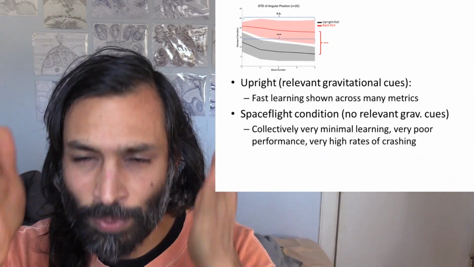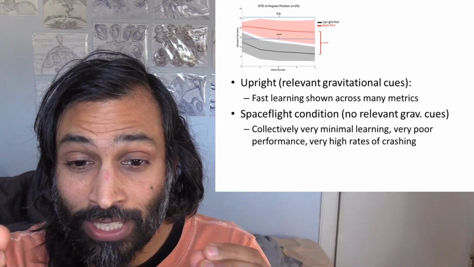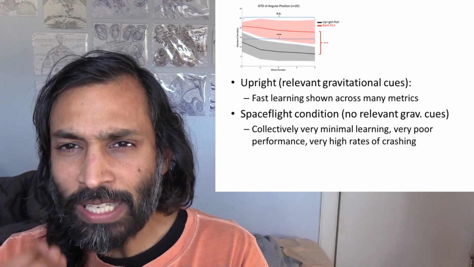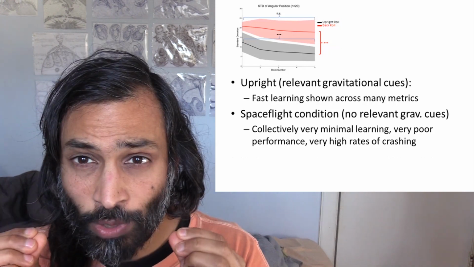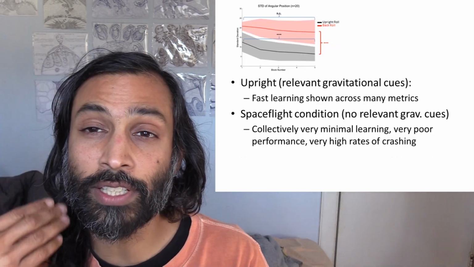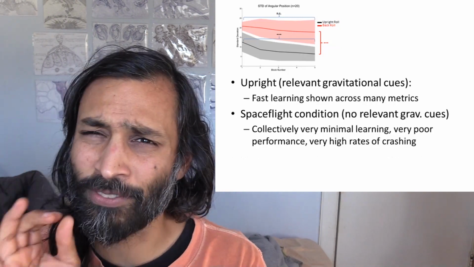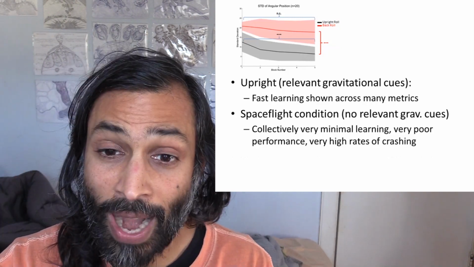In the upright, where people know where they are because they can use gravitational cues, they show very fast and robust learning. Whereas in the spaceflight condition, where they do not have relevant gravitational cues, collectively there's very minimal learning, very poor performance, and very high rates of crashing.